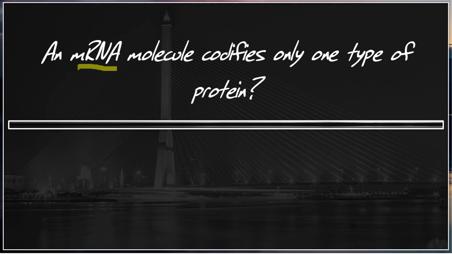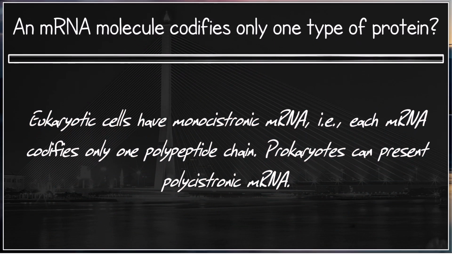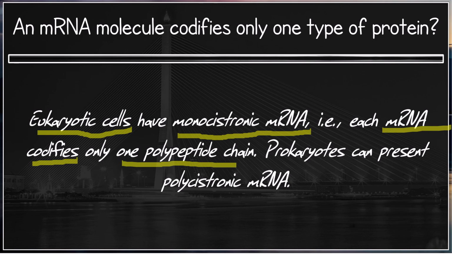A messenger RNA molecule codifies only one type of protein. Eukaryotic cells have monocistronic messenger RNA. That is, each messenger RNA codifies only one polypeptide chain. Prokaryotes can present polycistronic messenger RNA.